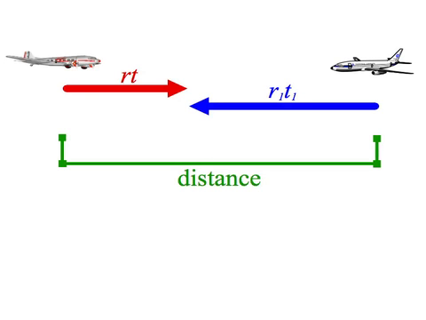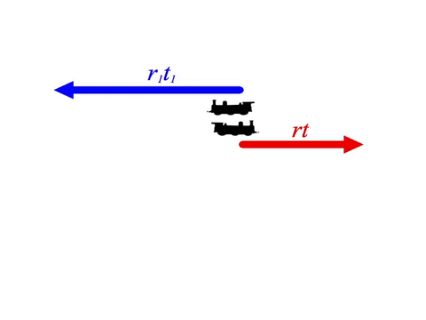And in problems like this, we might be asked, how long will it take before the planes pass one another? Or how far apart were they originally? Here's another type of problem. We have 2 trains, and they're leaving a station in opposite directions. So the first train goes to the east with a rate and a time. The second train goes to the west with a different rate and time, perhaps.